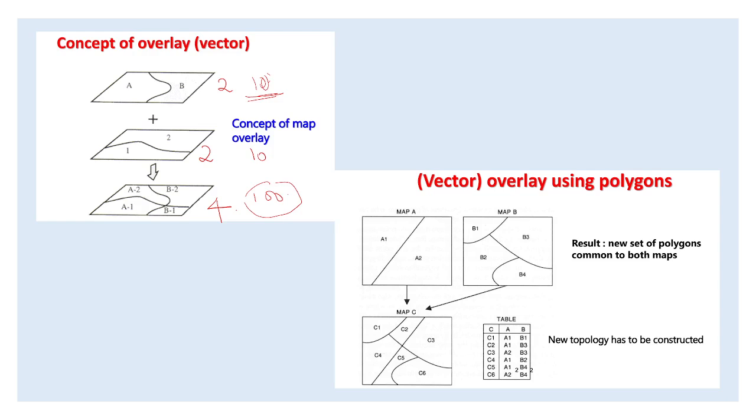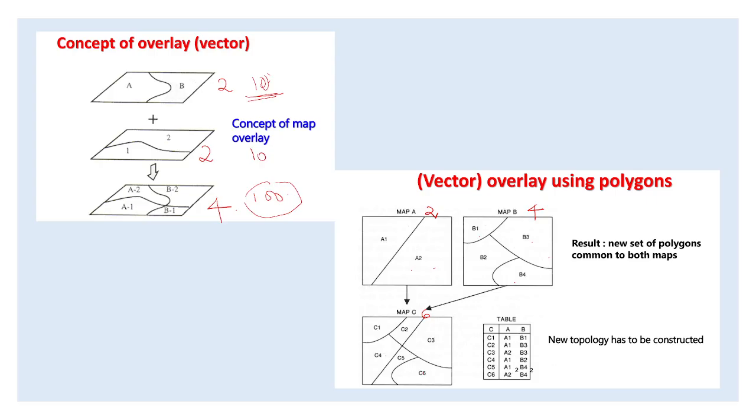Then you have another one, vector overlay using polygons. So you have map A, which has just 2 units. Then you have map B, which has 4 units. Now, when you intersect these two, map A and map B, so here you have A1, A2, B1, B2, B3, B4. When you intersect these two, you can see the result like this. So instead of 2 and 4, here you have 1, 2, 3, 4, 5, 6 units in the map C, which is a combination of A and B.